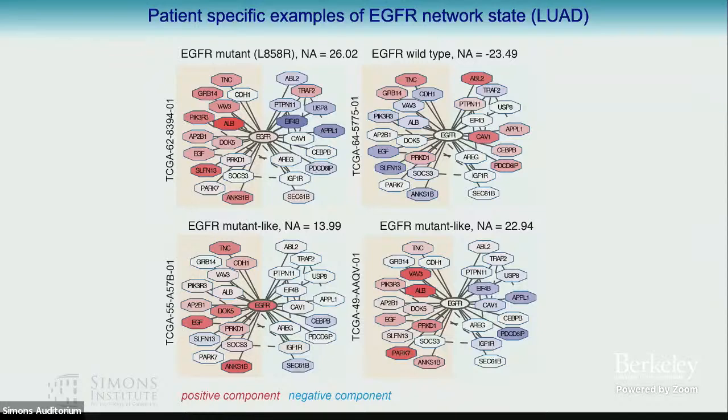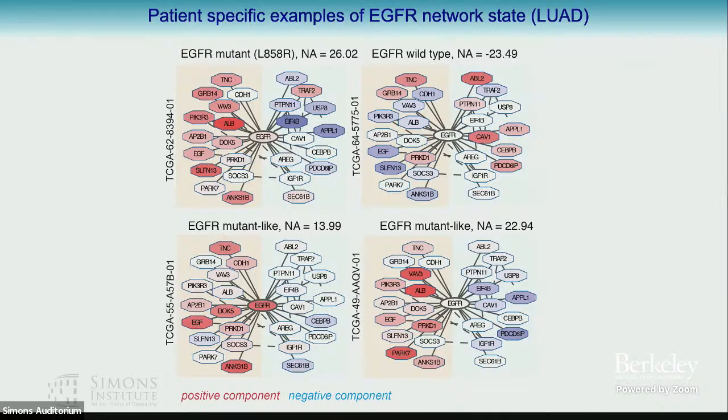And you can see a bunch of these positive components are upregulated. For example, ALB and these other ones are upregulated. EGFR itself is not upregulated, and these negative regulators are downregulated. In contrast, an EGFR wild type tumor with a very low network activity score has the flip of this network state. Now, down here are the more interesting cases.